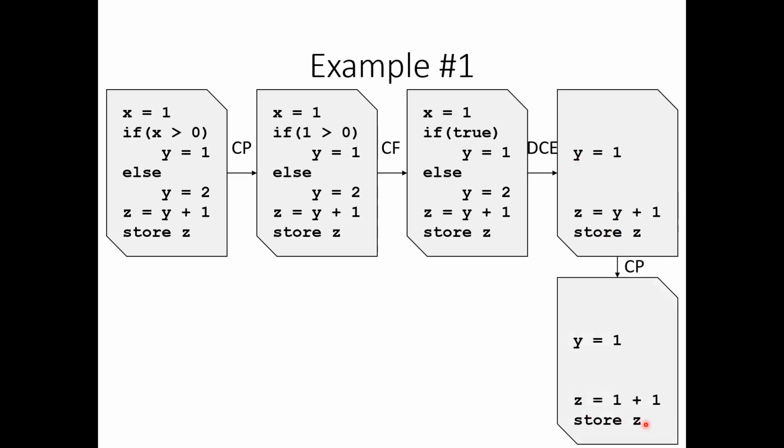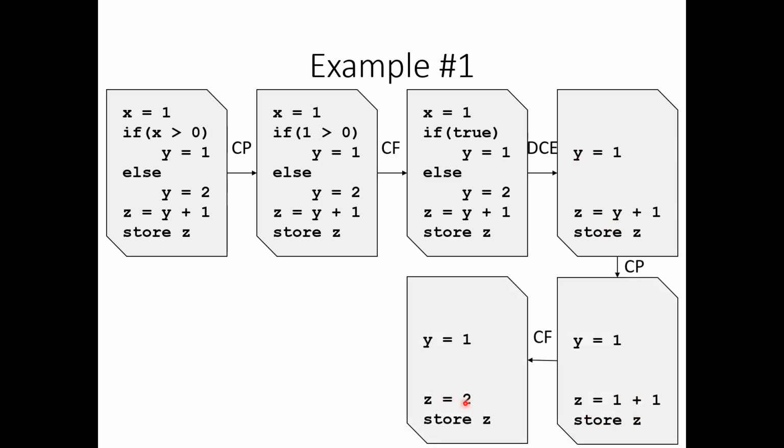Now what can I apply to get rid of this 1 plus 1? I can apply constant folding again. And when I apply constant folding, I get z equals 2. And then after that, this y equals 1 is no longer being used. So how can I get rid of it? I can apply DCE again, and I'm left with z equals 2, store z.